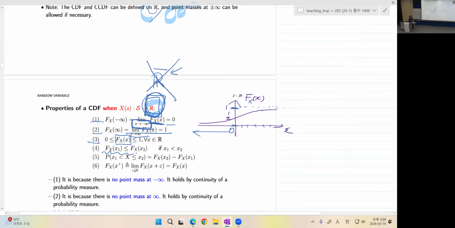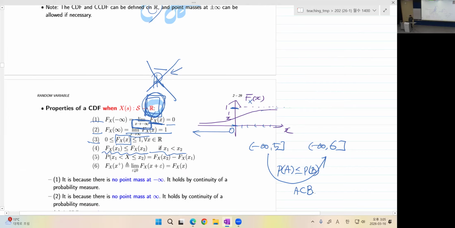And what about this one? This is the monotone increasing property. Why? Because the interval from negative infinity to 5 and the interval from negative infinity to 6, this one is included in that one, right? And you know from the axioms of probability that this holds if A is a subset of B.